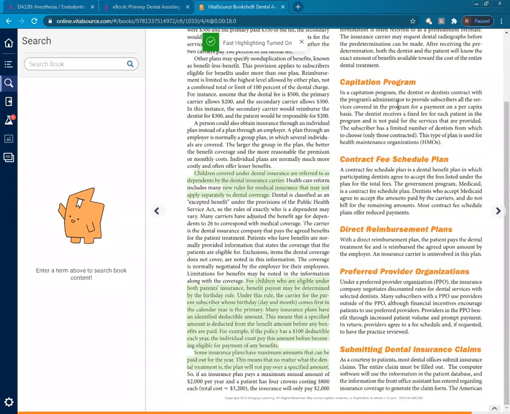The capitation program. Dentist or dentists contract with the program's administrator to provide subscribers all the services covered in the program for a payment on a per capita basis. So the per person basis. This means the dentist receives a fixed fee for each patient in the program and is not paid for the specific service.